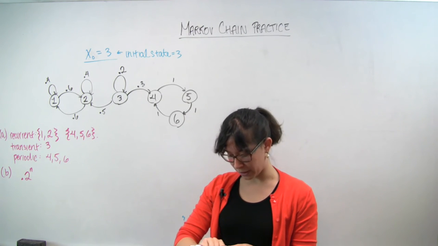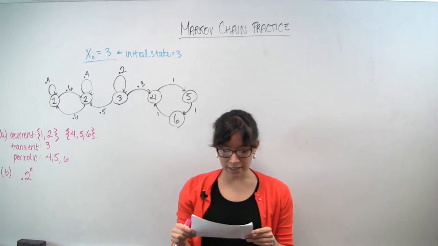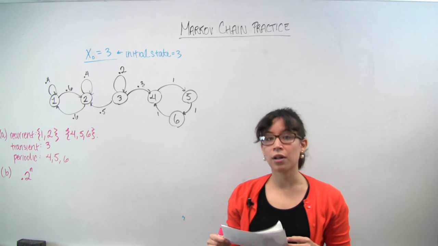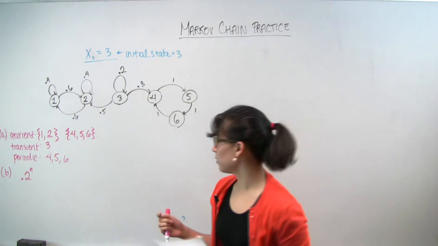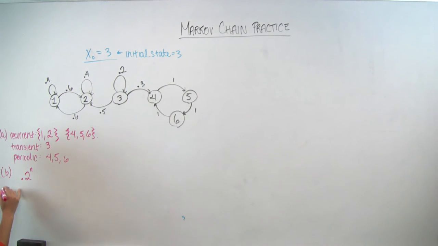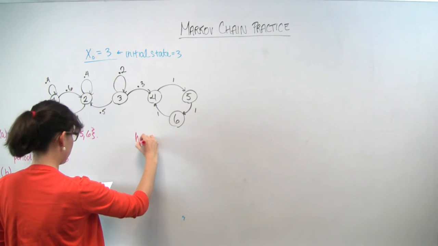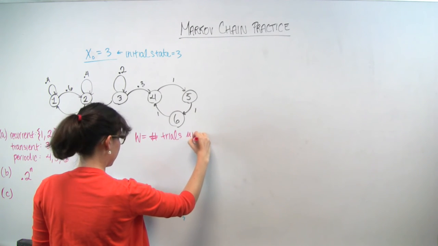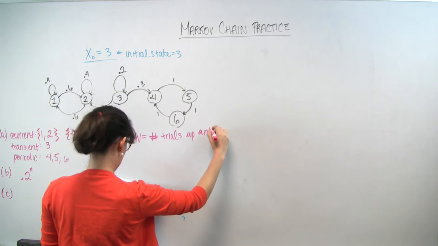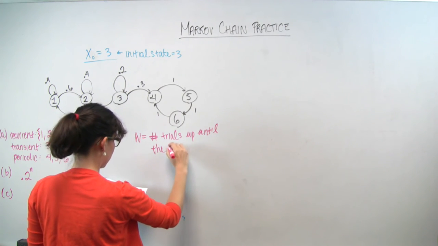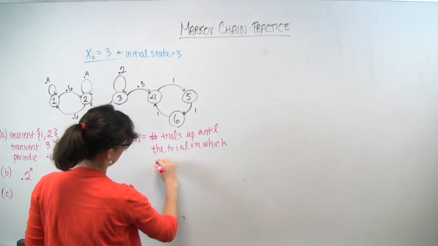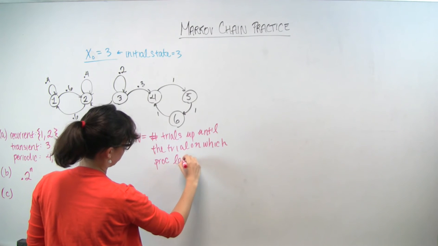Okay, so moving right along, part C asks for the expected number of trials up to and including the trial on which the process leaves state 3. So let's do some notation. Let W be the number of trials up until the trial on which the process leaves state 3.